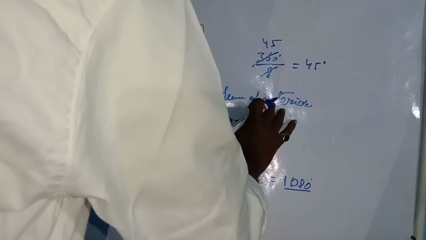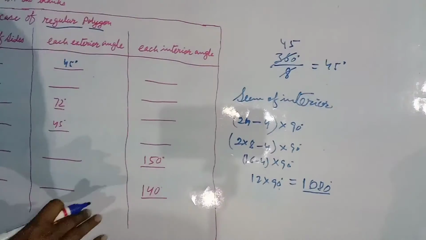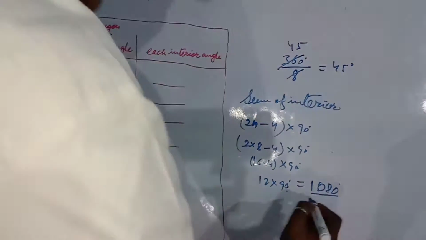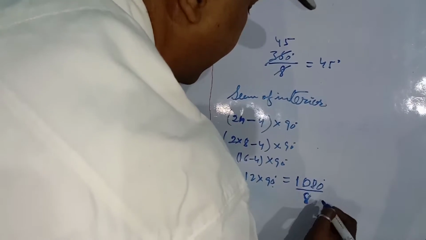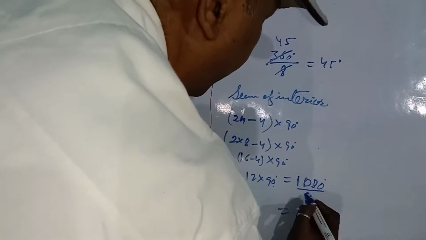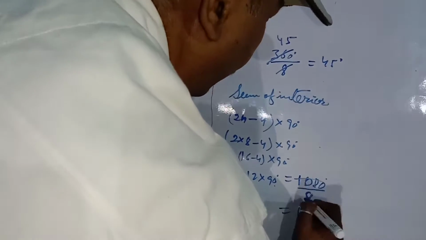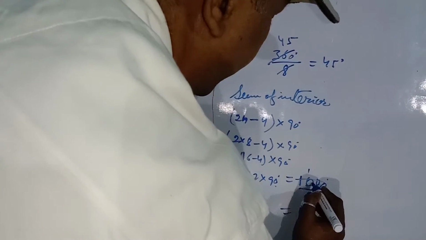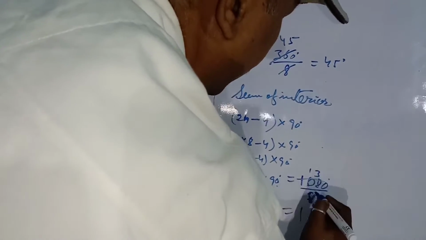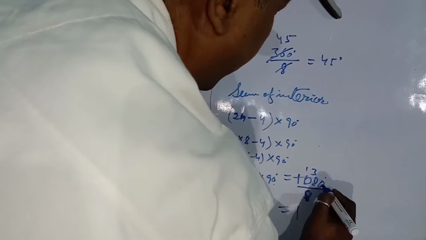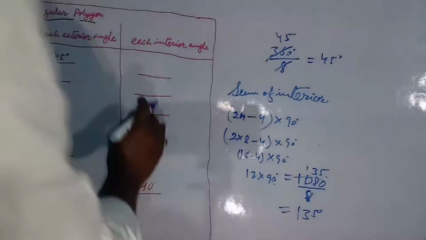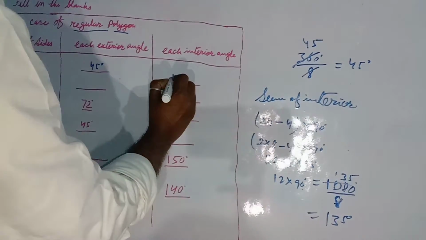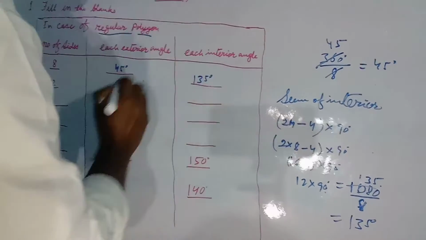This is the sum of interior angles. Now we have to find each interior angle, so we divide by 8, the number of sides. 8 ones are 8, then 8 threes are 24, then 40 is left, and 8 fives are 40, so we get 135 degrees. So each interior angle will be 135 degrees.